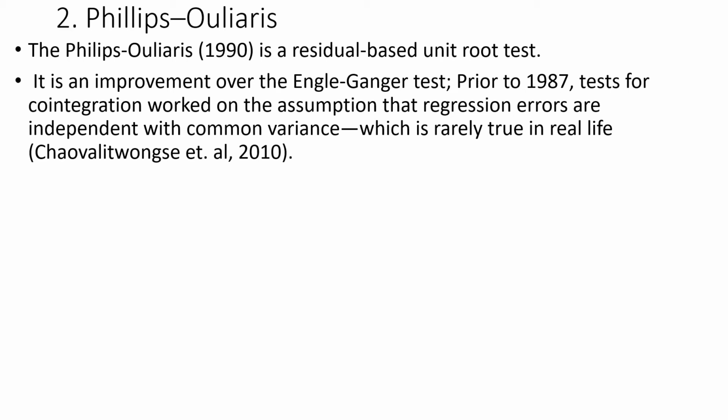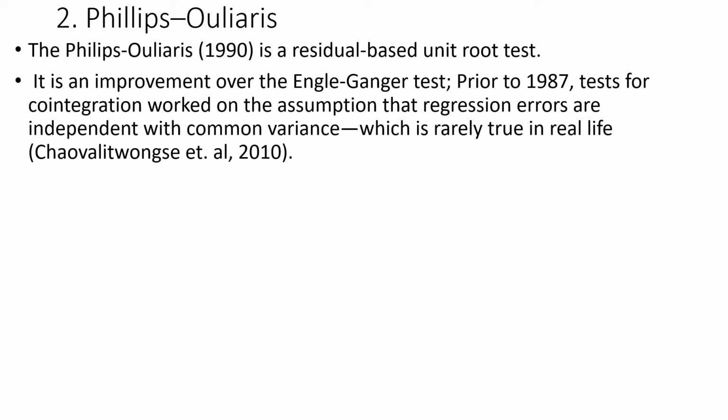Coming to the next test, that is the Philips-Ouliaris test. This too is a residual based unit root test, which, as we have already said, is an improvement over the previous test that we have discussed, that is the Engle-Granger test. Since it had certain limitations, the Philips-Ouliaris test is considered as an improvement over this test. So we have to see whether it is actually an improvement or not.